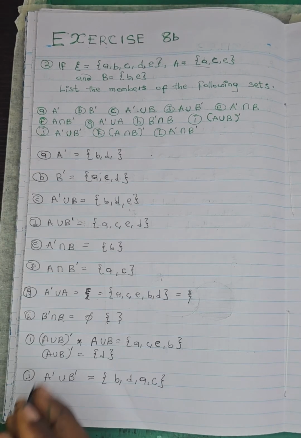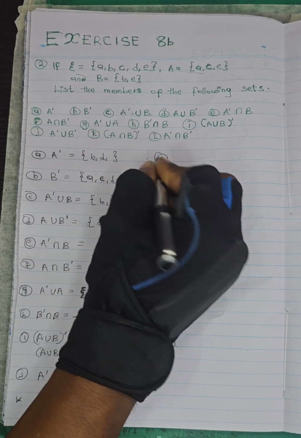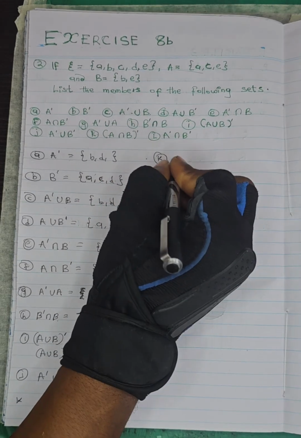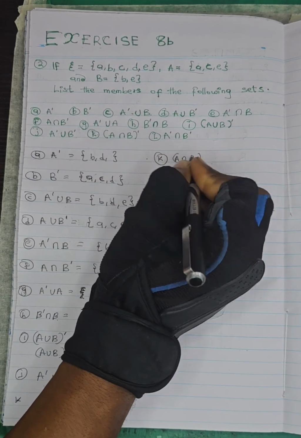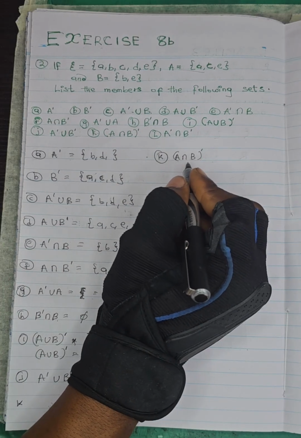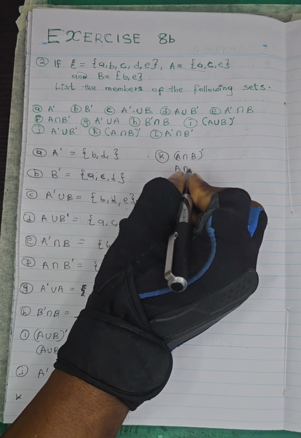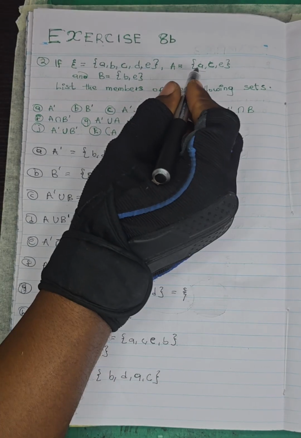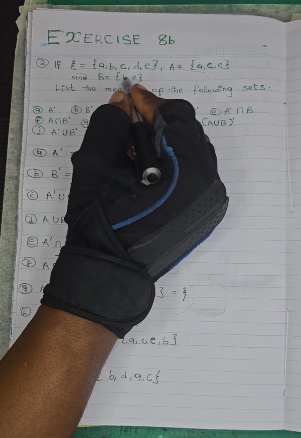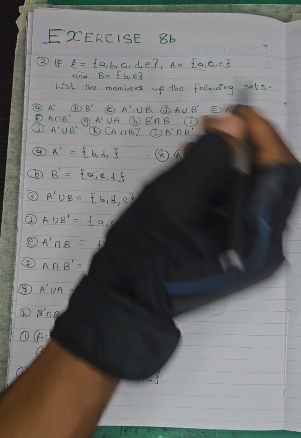The next one is K. Let me write K here. K says A intersection B complement. So what is A intersection B? This is A and this is B. What does A and B have in common? So A intersection B is, I don't think they have anything in common. A is not here, C is not here, E. Okay, they have E in common.